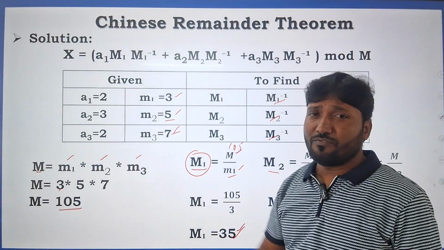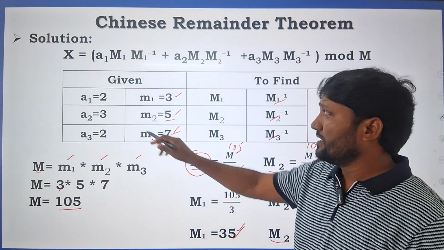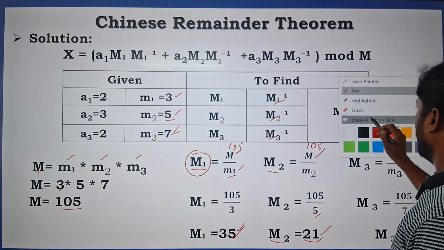Now this is the given formula. As we know what the given values are here, now come here.